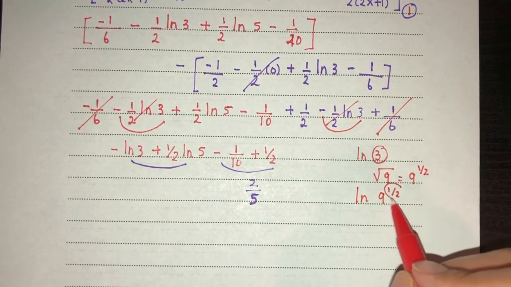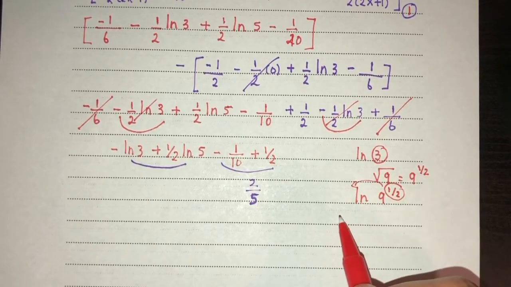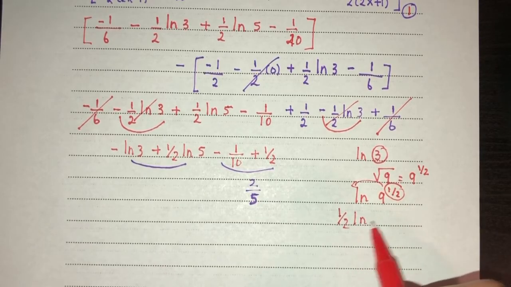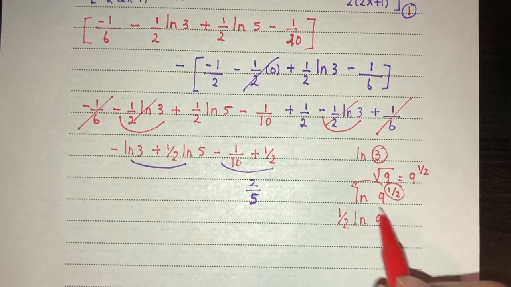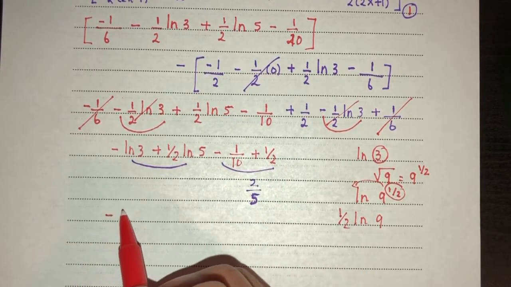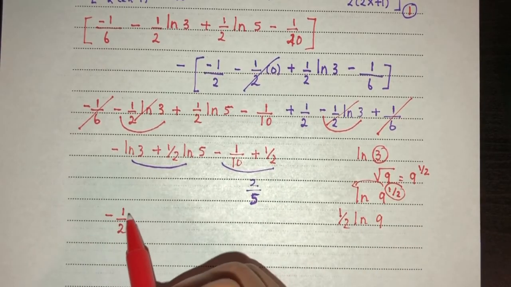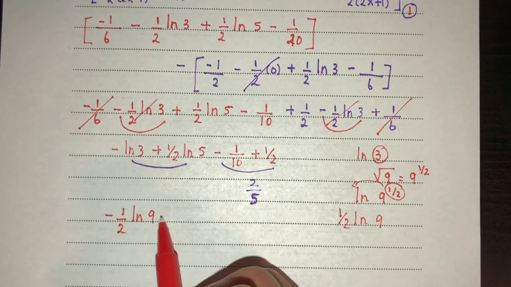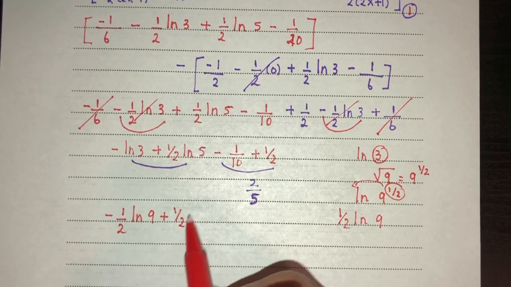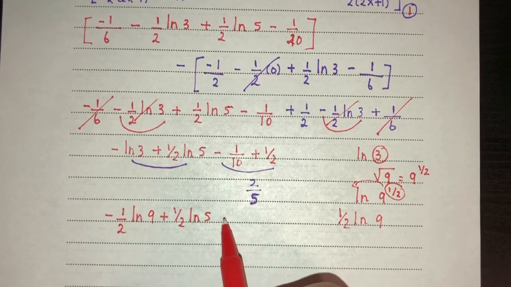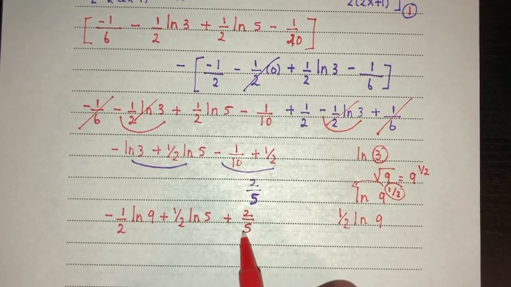So now we can send the power to the front. You will have half ln of 9. So replace this by this value. You will have minus half ln of 9 plus half ln of 5. And this is just plus 2 over 5.